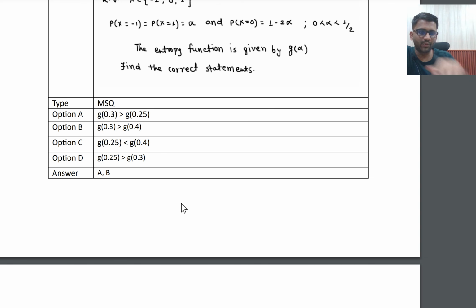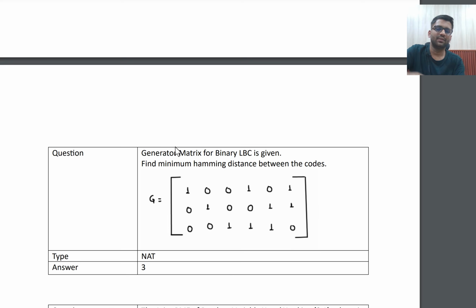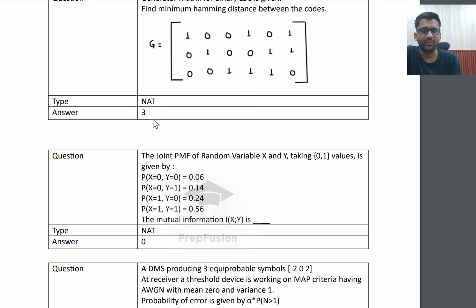So G 0.3 would be the highest one, then 0.25, then 0.4. And just let me know in the comment section if these options are fine or not, because some guy was saying that instead of 0.4 here, 0.2 was there. Someone was saying, but 3 to 4 students were saying that options like these were the given options only. So you can confirm in the comment section if these were the given options or there was something different. Okay, here D minimum, you need to find the Hamming distance, that would be 3 only.